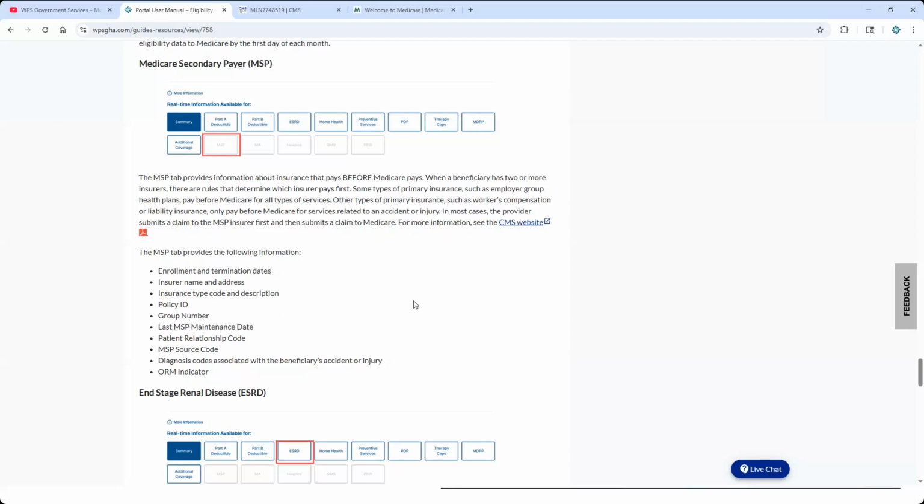I was asked a couple of pieces of information within this, like under the insurance name and address, why don't we have a phone number? Well, we don't get that, so we can't give that to you. We would never call the primary insurance.